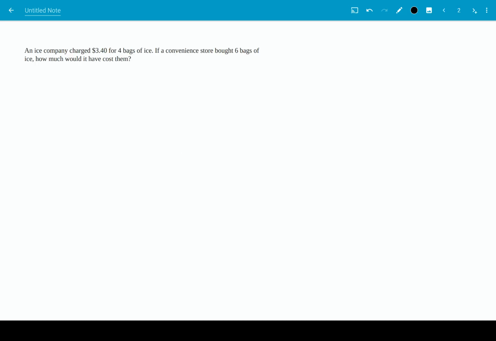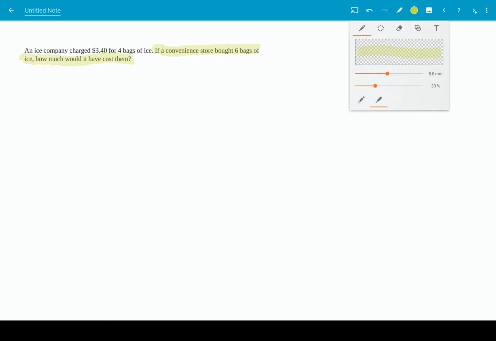Okay, an ice company charges $3.40 for 4 bags of ice. A convenience store bought 6 bags of ice. How much would it cost them? So in this case, this is going to take a few steps. So before we even worry about this part, and then I'll highlight what I'm talking about. This part, if the convenience store bought 6 bags, we're not trying to figure that out. Before I can answer this, I need to figure out how much 1 bag of ice is going to cost me. Okay, so let me go back.